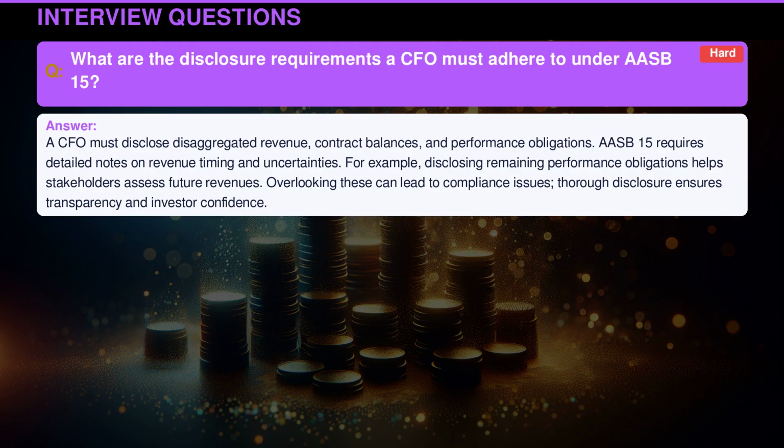A CFO must disclose disaggregated revenue, contract balances, and performance obligations. AASB 15 requires detailed notes on revenue timing and uncertainties. For example, disclosing remaining performance obligations helps stakeholders assess future revenues. Overlooking these can lead to compliance issues. Thorough disclosure ensures transparency and investor confidence.